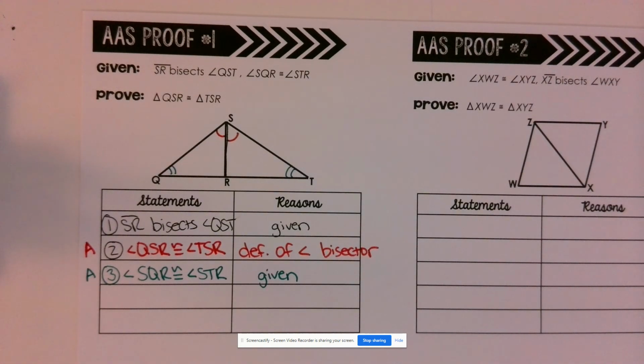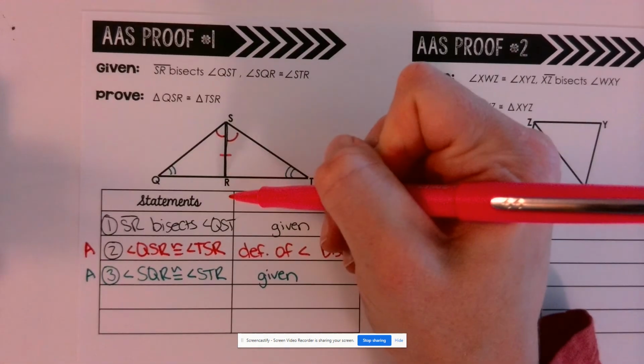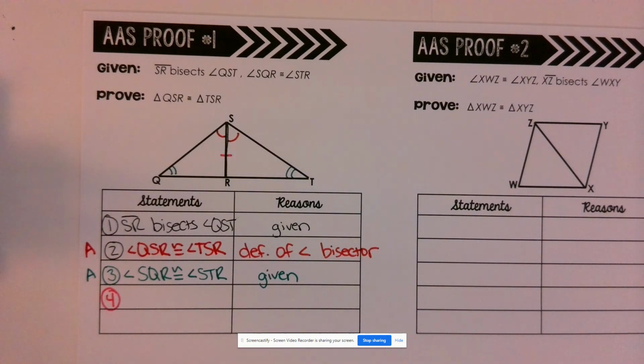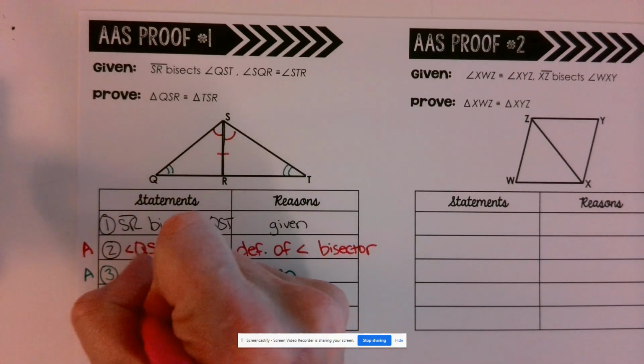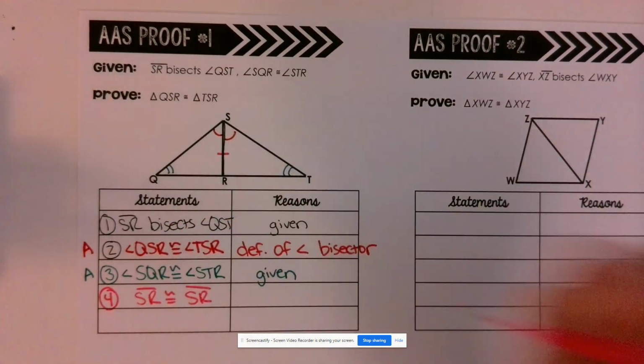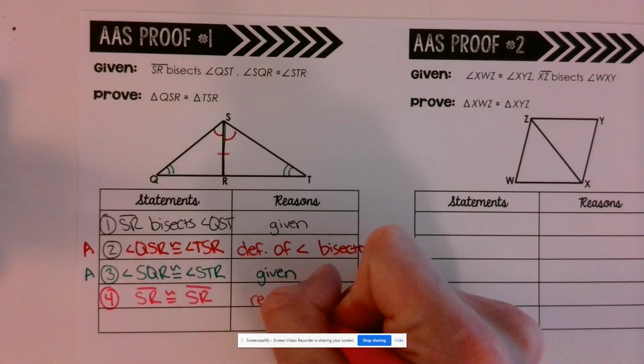We need one more congruent part. I notice these two triangles share a side. They share line segment SR. And so that's going to help us get that congruent side in these two triangles. Line segment SR must be congruent to itself. This is from the reflexive property.